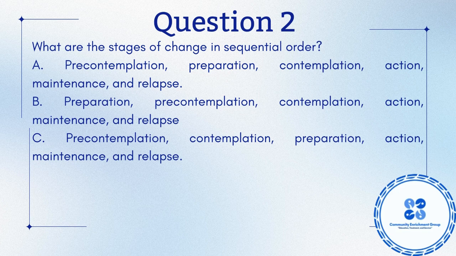Let's look at it. Selection A says pre-contemplation, preparation, contemplation, action, maintenance, and relapse. B says preparation, pre-contemplation, contemplation, action, maintenance, and relapse. C says pre-contemplation, contemplation, preparation, action, maintenance, and relapse. Which one is correct? Give you a couple of seconds. Remember to use your process of elimination.